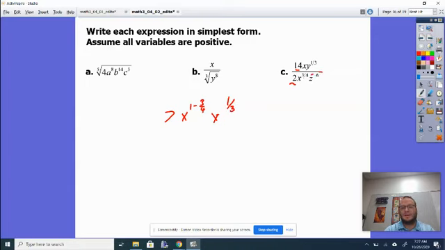Now this z here, since it's a negative, I can bring it to the top and make it positive. Okay, so this one actually didn't turn out as bad as I thought it was going to be. 1 minus 3/4 is just going to be 1/4. Y to the 1/3, z to the 6.